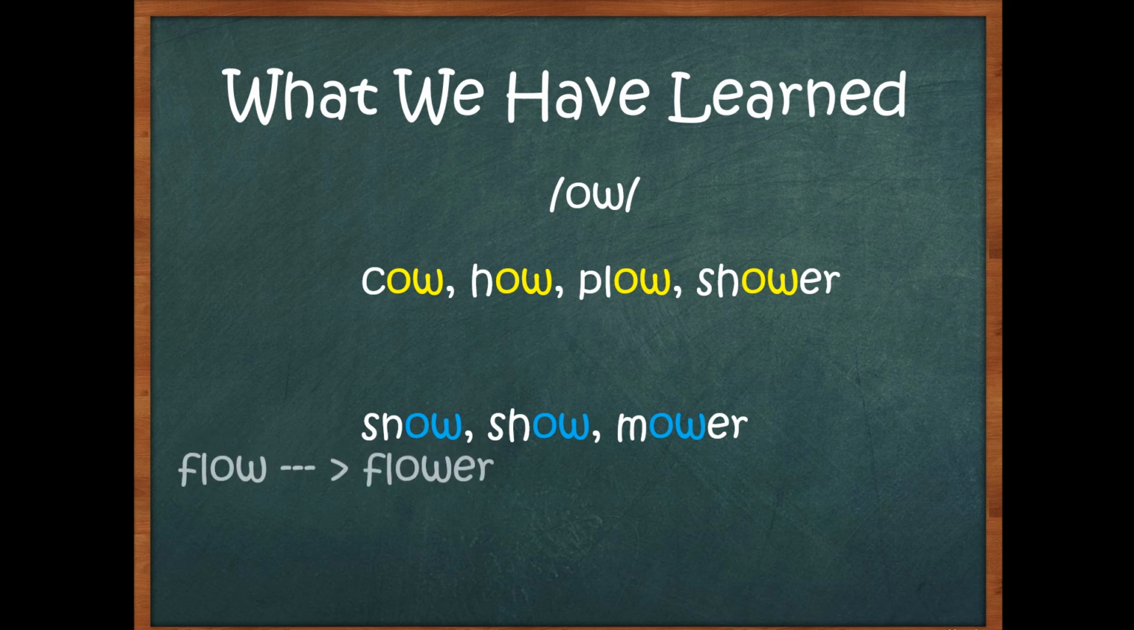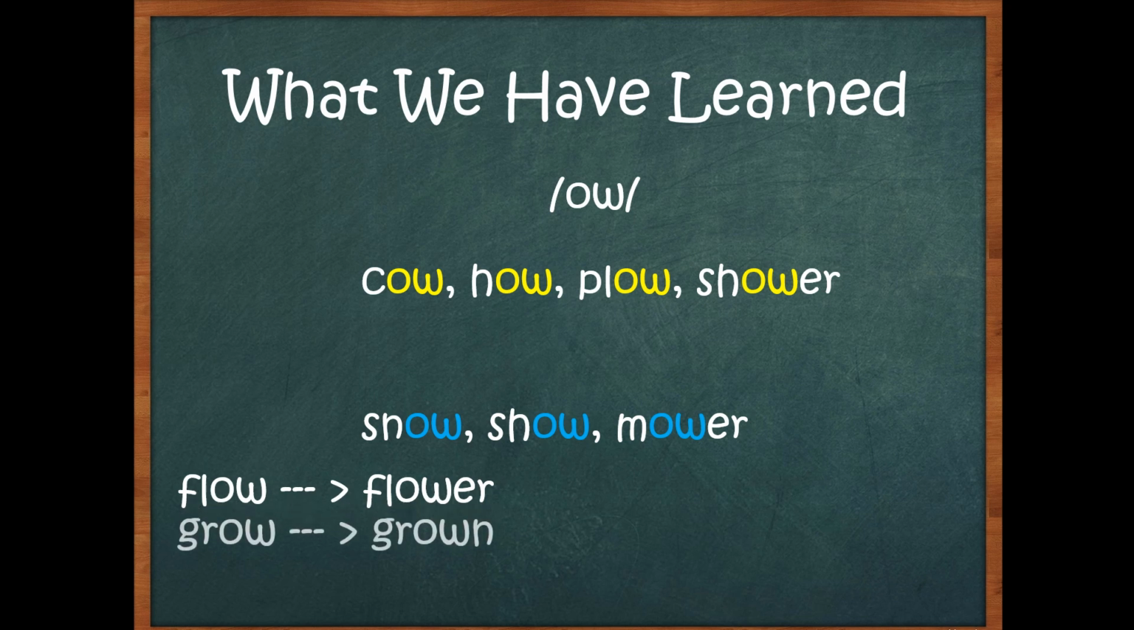And we learned that if we take a short word that ends in OW and add letters to it, the sound changes. So flow becomes flower, right? And grow becomes grown. And tow, like a tow truck, T-O-W, becomes tower. Okay, so that can be a little tricky also. Okay, let's see what else we have here.